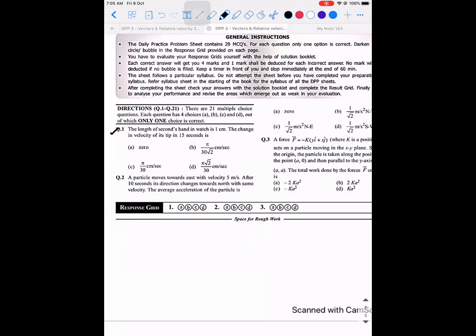So today will be the last day for relative velocity and vectors. After this, we'll start the next chapter, that is laws of motion. Okay. So concentrate. The length of a second's hand in a watch is 1 centimeter. The change in velocity of its tip in 15 seconds is. So first of all, what do you understand from this question?